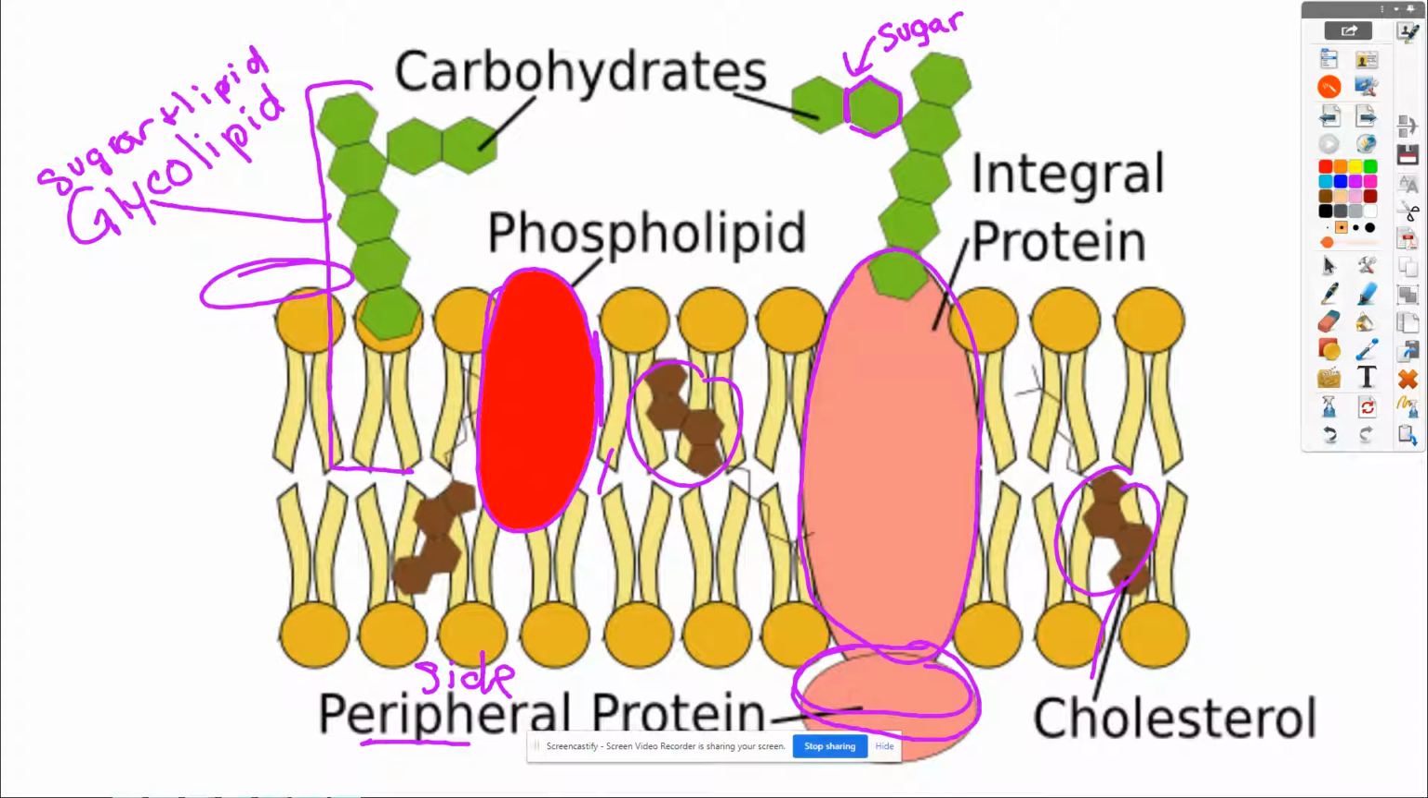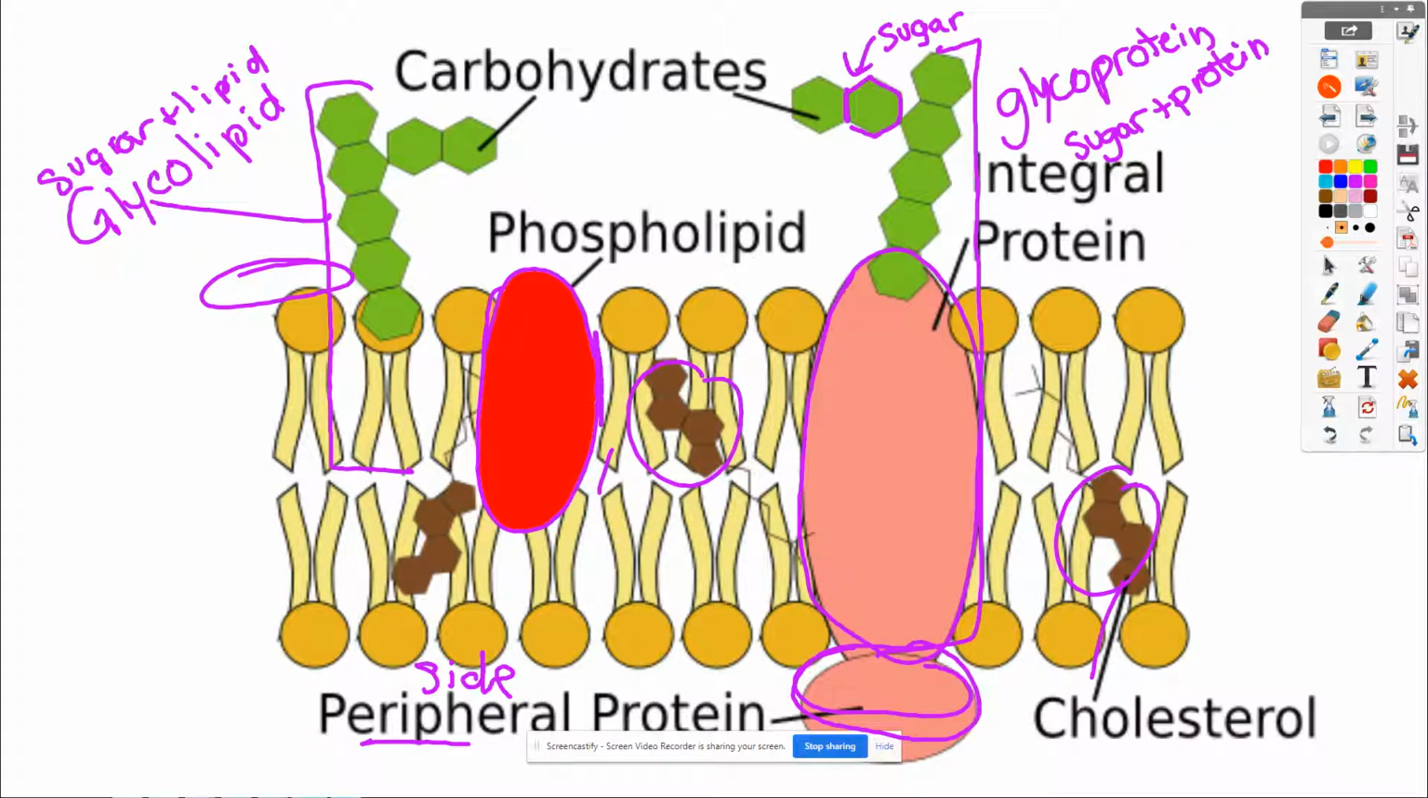And over here, we have a carbohydrate attached to a protein. So can you guess what that might be called? Yep, a glycoprotein, or a sugar plus a protein.